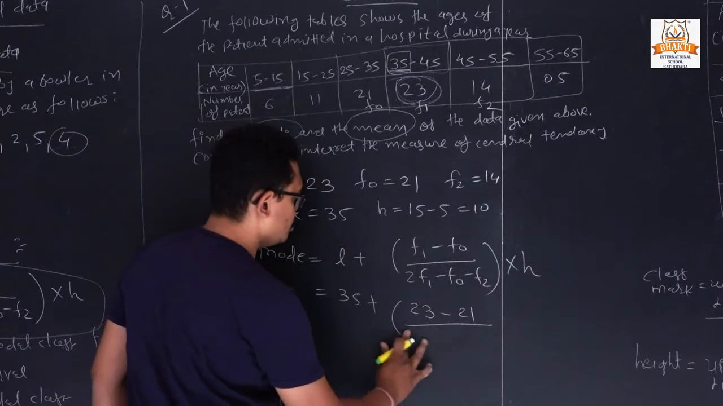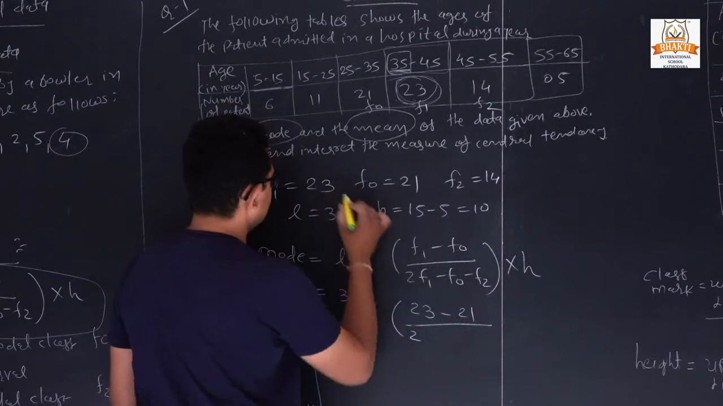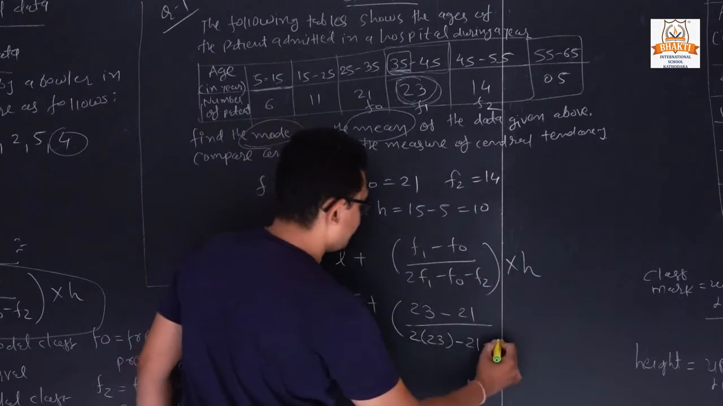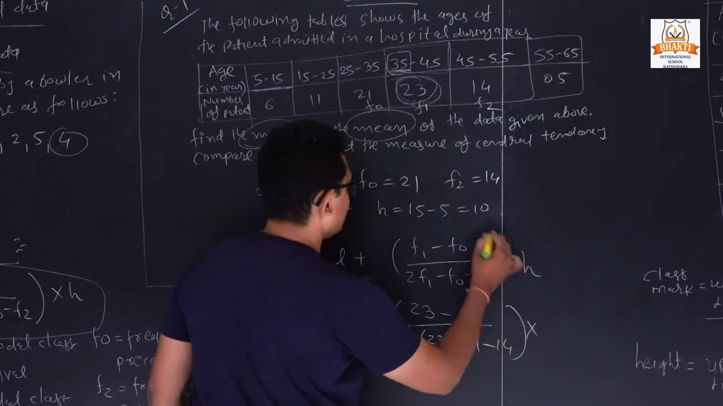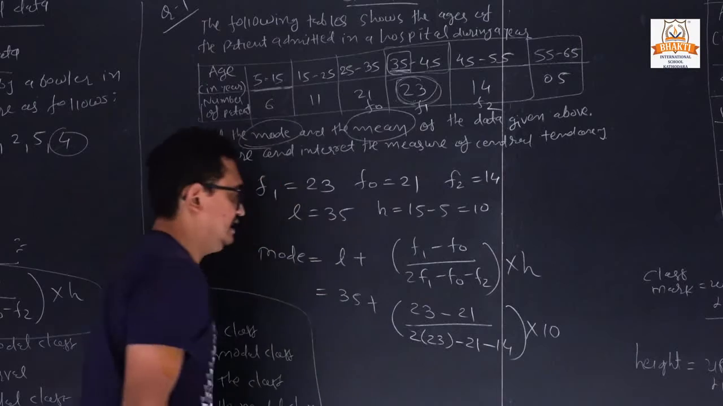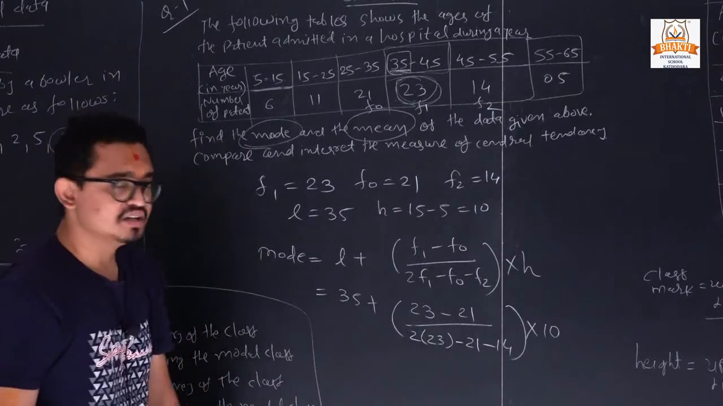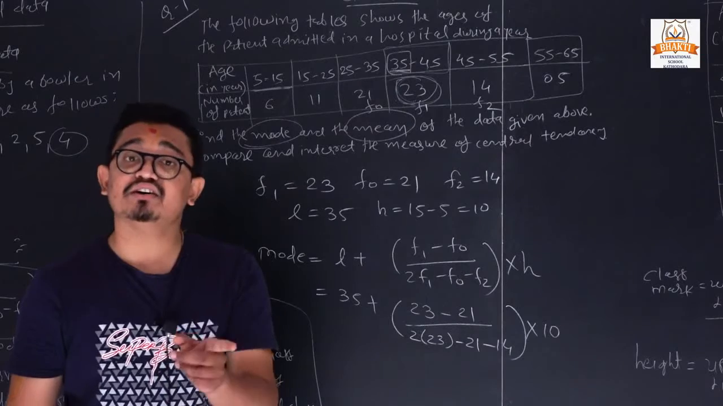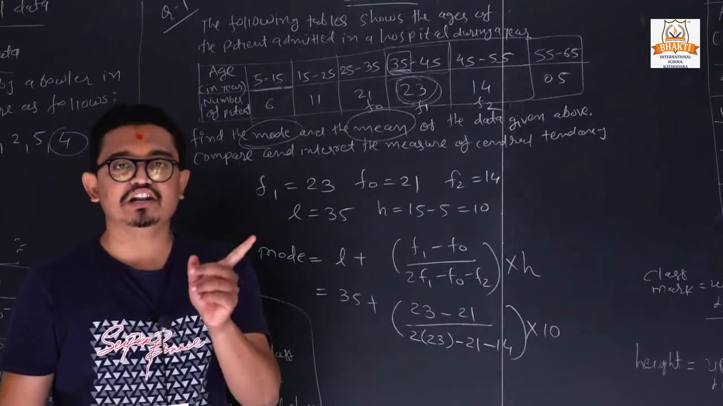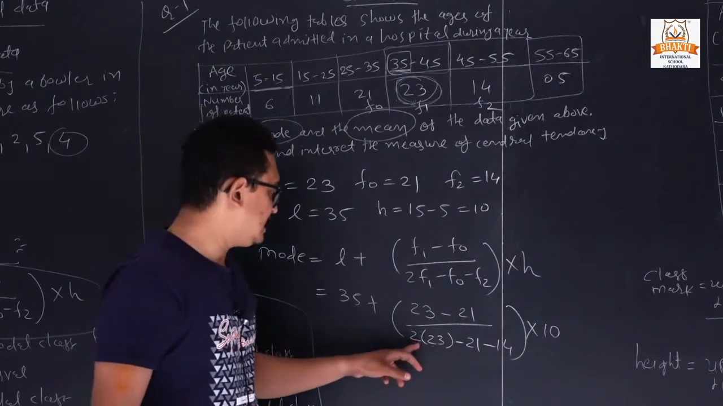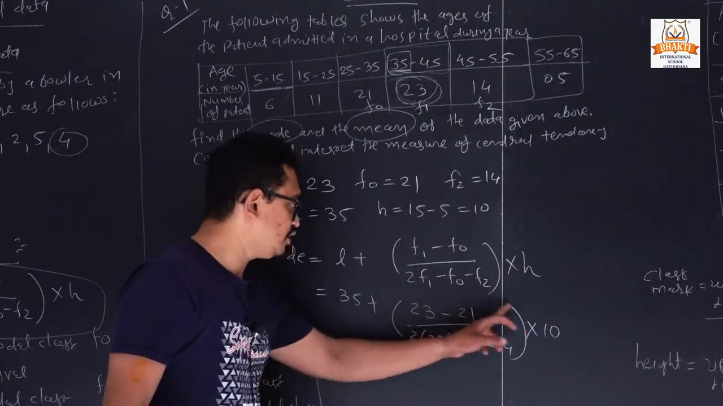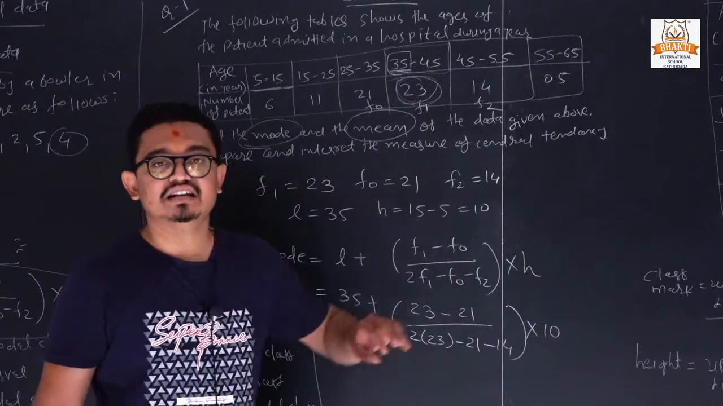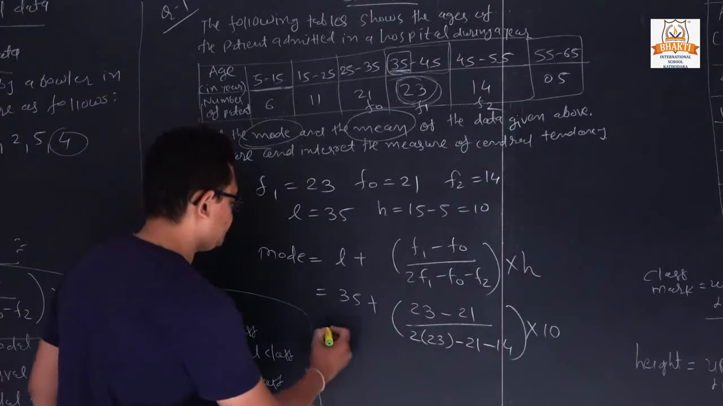Now 2 F1, what is F1? It is 23, minus F0, minus F2, into what is our height? It is 10. Now simplify this. You must remember one thing: if you want to find out the value of mode, we can start with the simplification. We always start from this bracket only. Clear? So it is easy for us in our examination also.